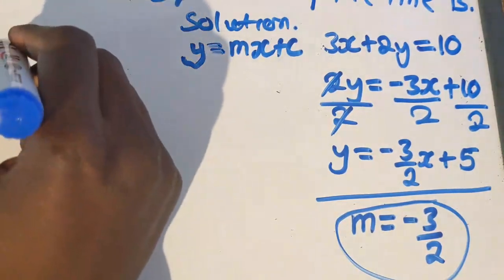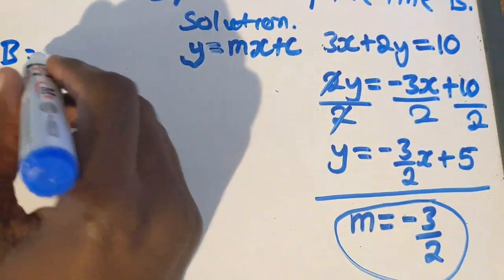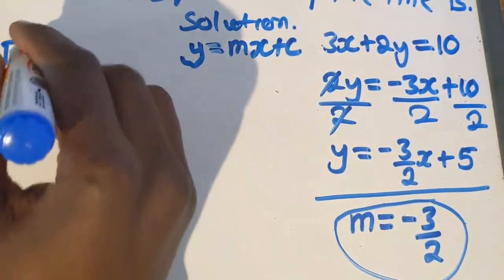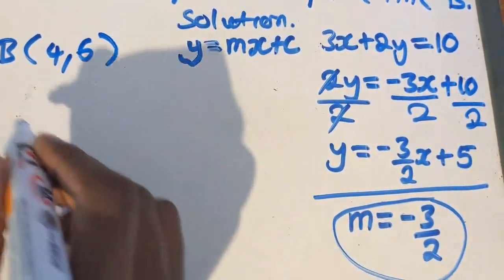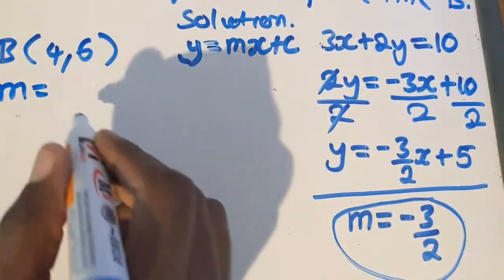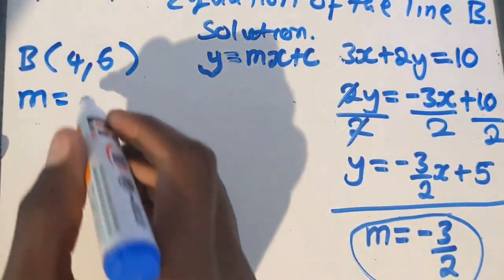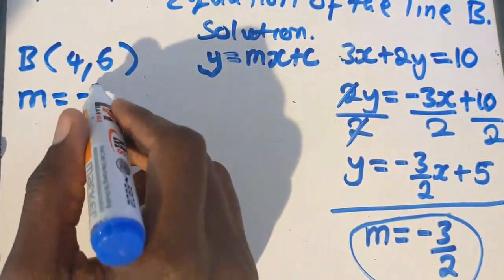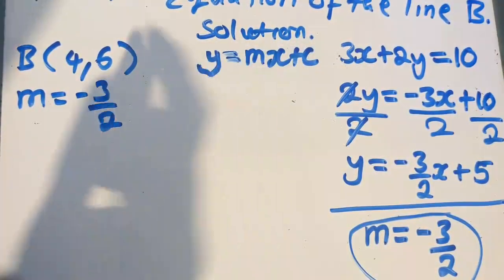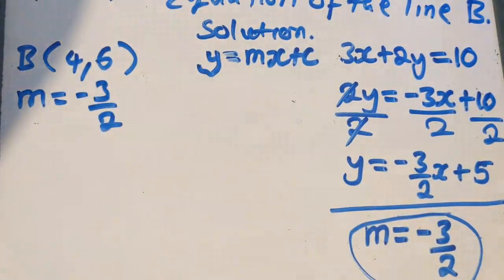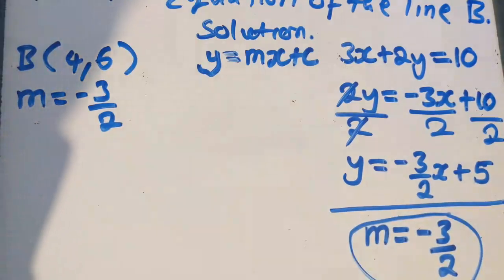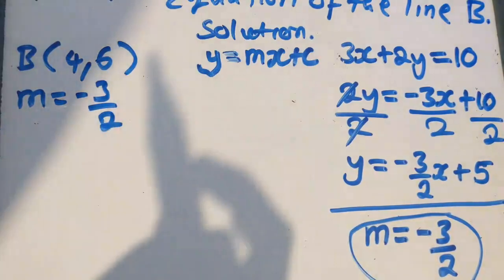So for equation B, you have the coordinates 4, 6, as well as the gradient, which is negative 3 over 2. So now, when you have the gradient and the coordinates, it is easy to find the equation of the line. So how do you do that?